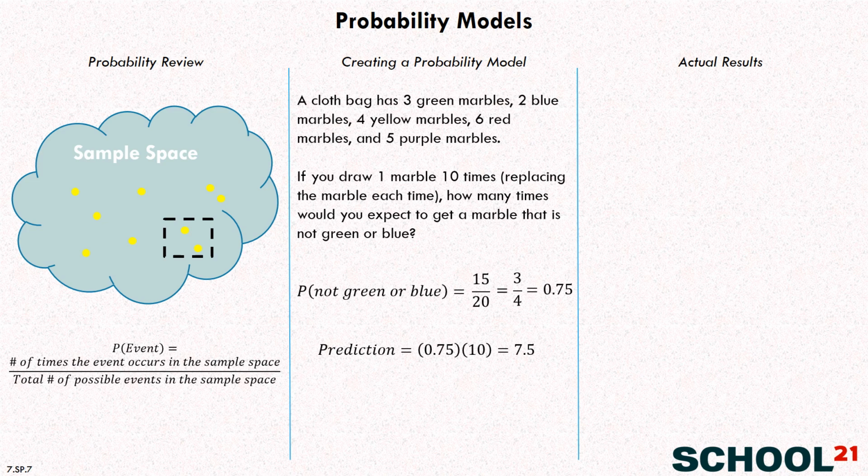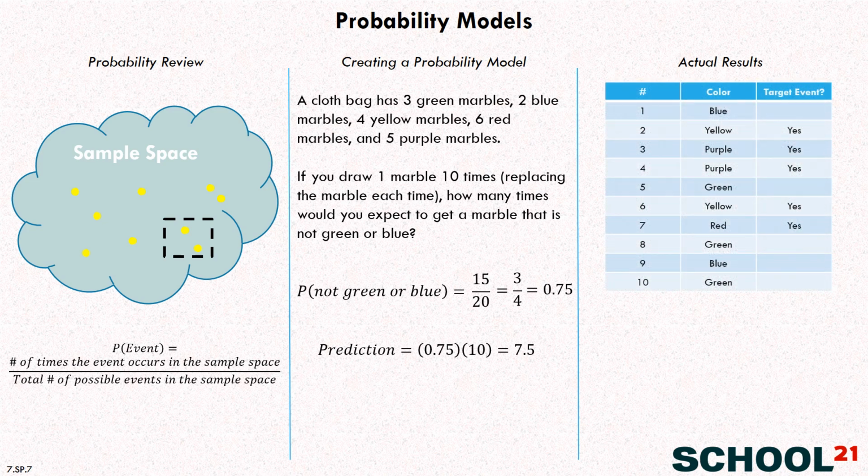Now, let's say you did the actual experiment and these were the results that you got. Okay, so how have I set up this table? And this is what you should do when you have an experiment, is set up a table. Here's which attempt it was. Here's the color I got. And then we put whether or not it meets our target event, because our target event is not green or blue. So blue, the first time, does not meet our target event. But yellow is not green or blue, so we put a yes. Purple is not green or blue, so we put a yes, etc., etc. And you can see that 1, 2, 3, 4, 5 times we got the result that we wanted.